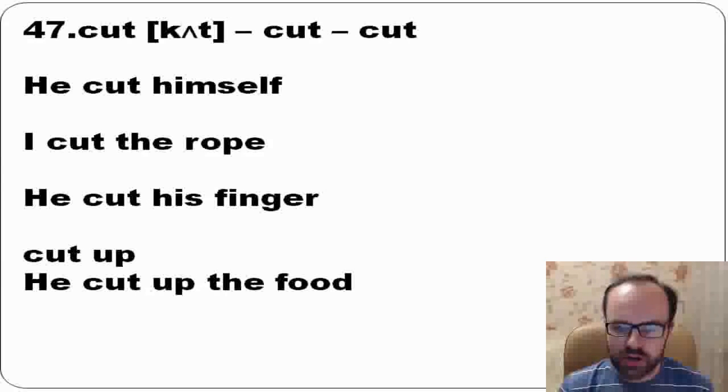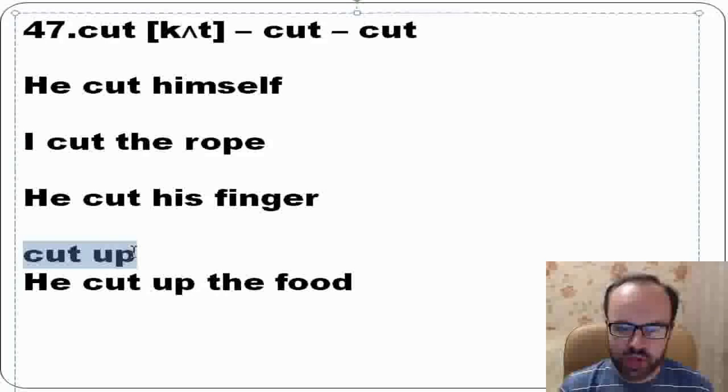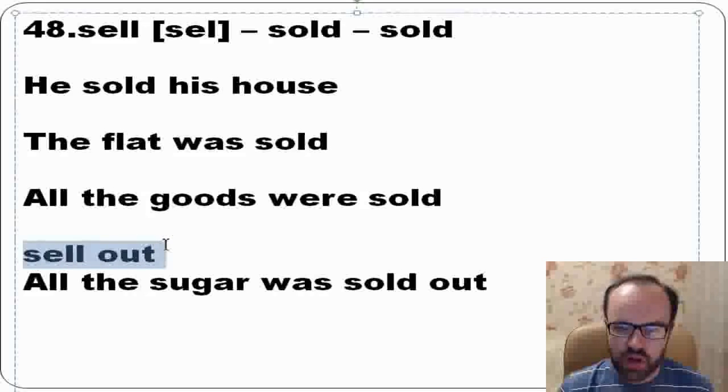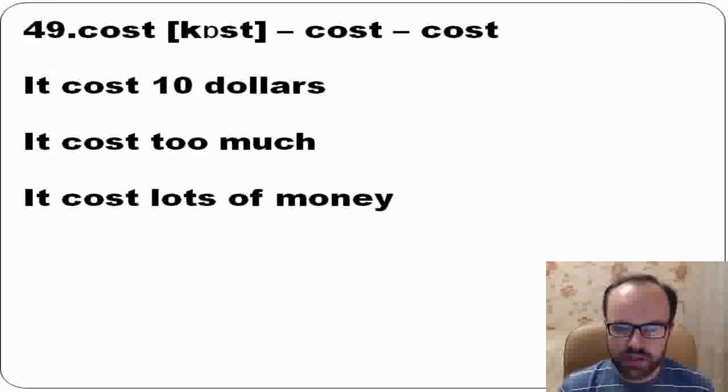Cut, cut, cut. He cut himself. I cut the rope. He cut his finger. And cut up. He cut up the food. It means he cut it into small pieces. Sell, sold, sold. He sold his house. The flat was sold. All the goods were sold. And sell out. All the sugar was sold out. It means that it was sold completely.